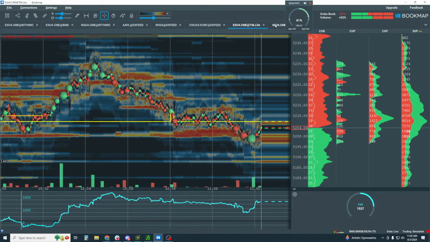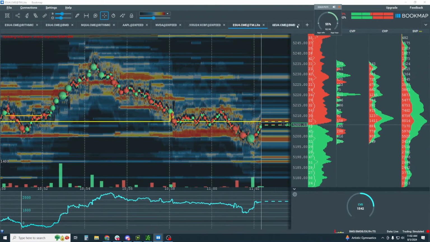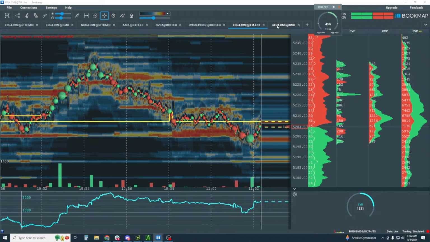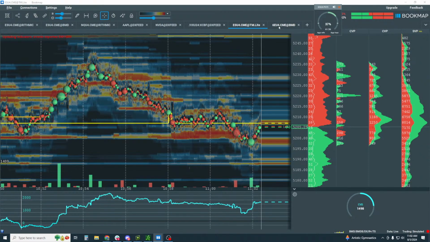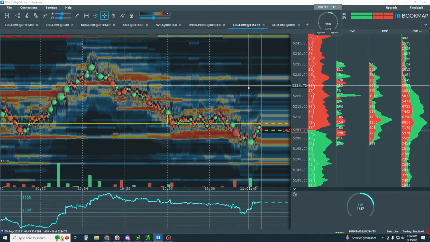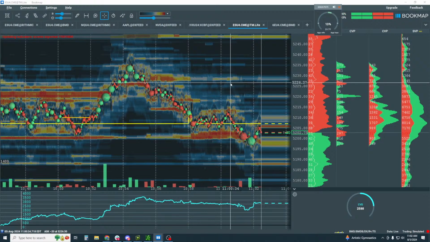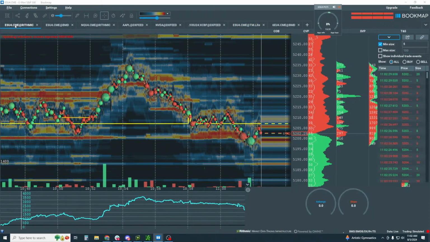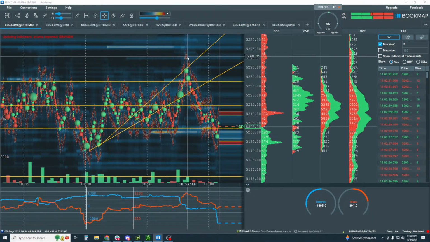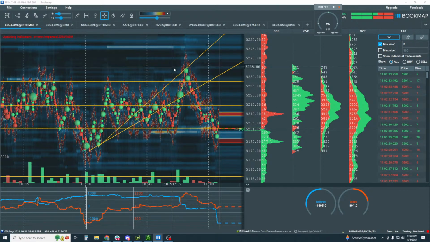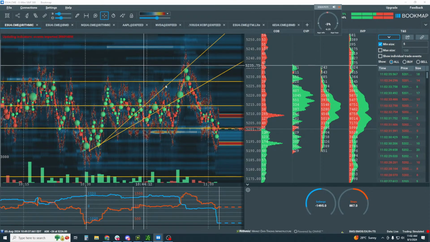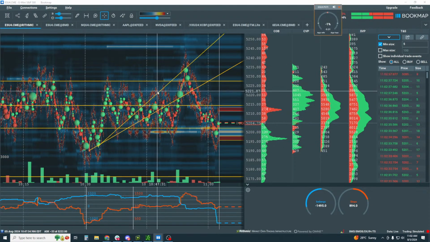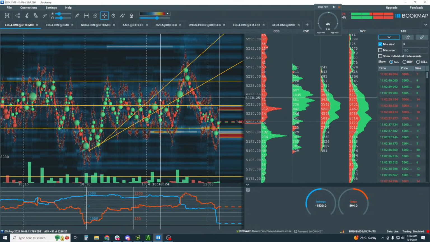And it's just loading. I'm using Bookmap data for this in here, for the 6E at least. Okay, got a lot of lines on here. Let's get rid of them.